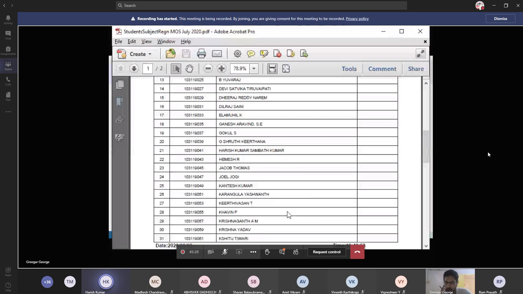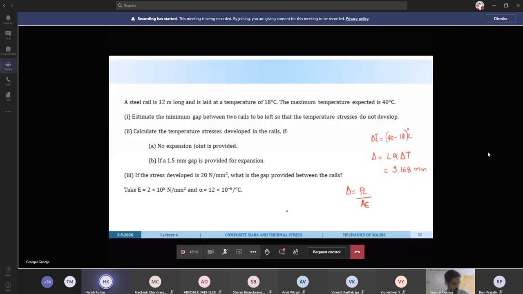Kirti, be ready with the third part of the question. So can you put the values, Harish? Yes, so once again, it's 3.16 into 2 into 10 power 5.